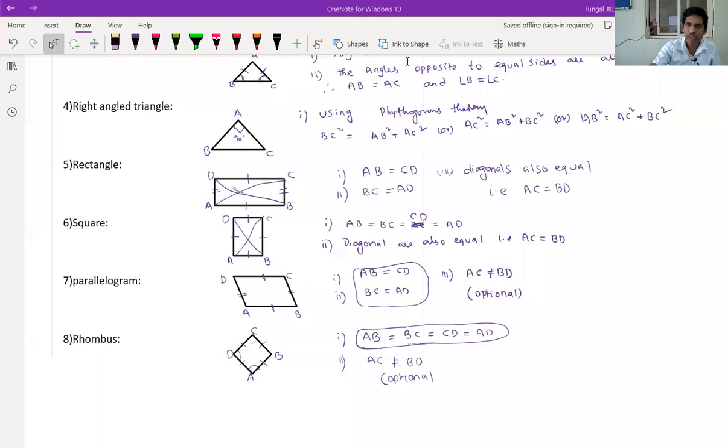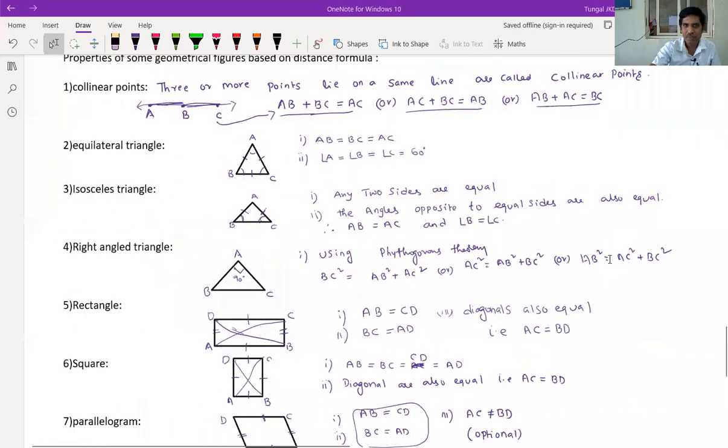Kannada name for parallelogram, I don't know. Maybe Samabujina, I don't know. Sir, screenshot. You can take a screenshot.